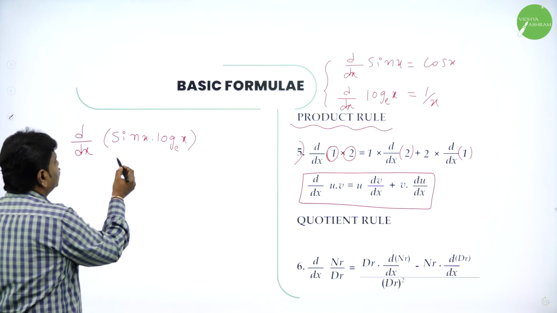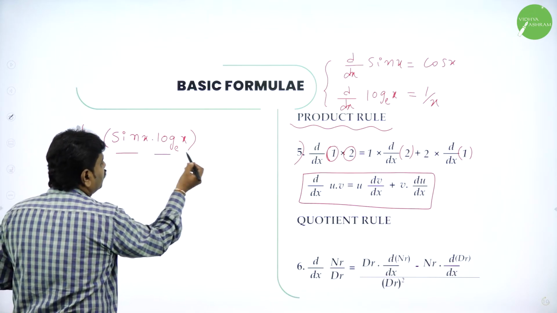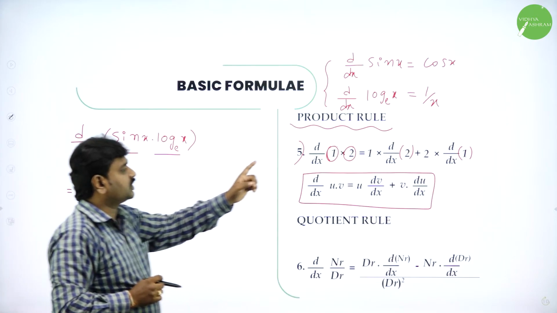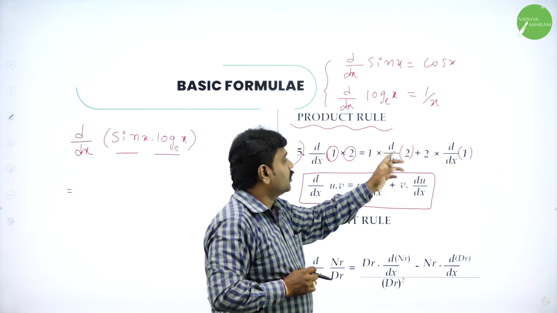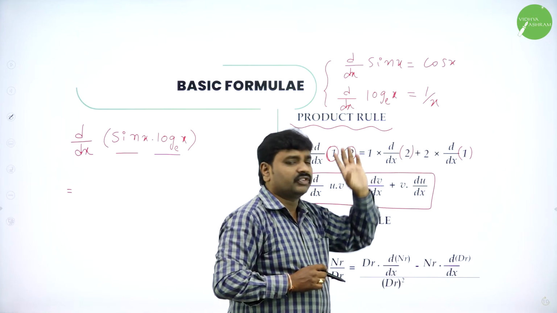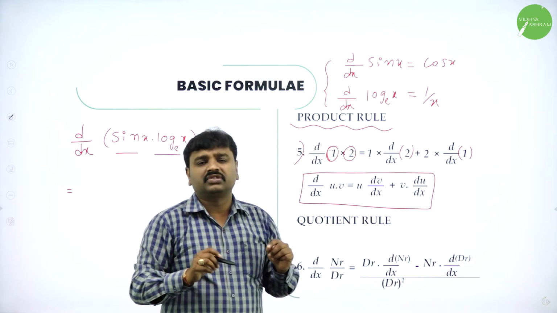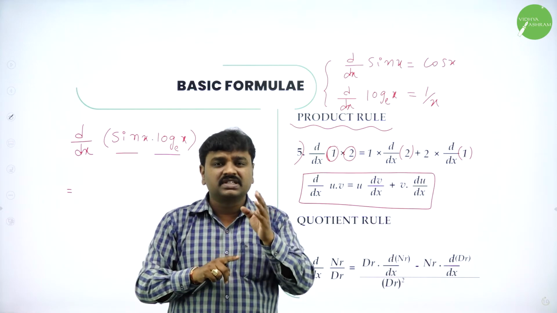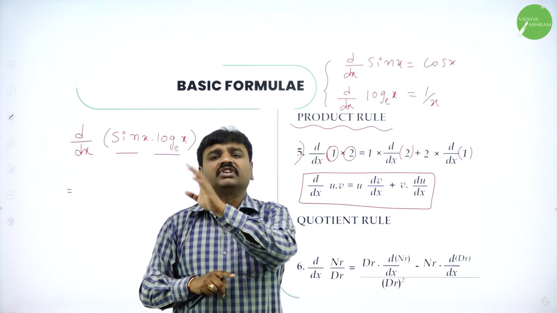So first function is what? Sin x. And second function is what? Log x. In between we have the multiplication sign. So what is the formula? First function into derivative of second function plus second function into derivative of first function. Memorize this. What is the product rule? First function into derivative of second function plus second function into derivative of first function.